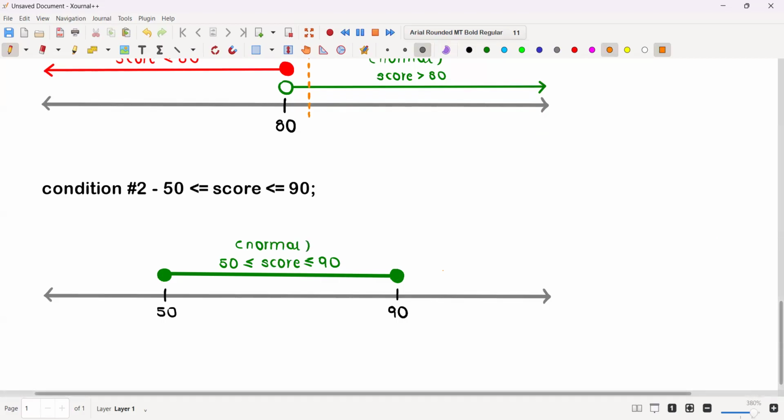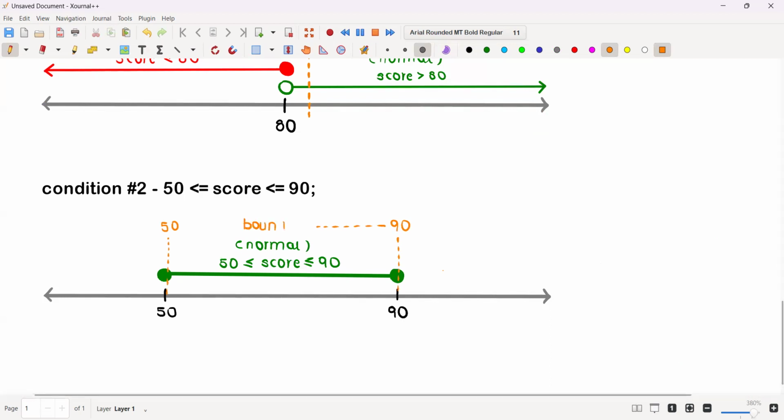And then what's our boundary? Our boundary is the lowest and highest in this case, because you have two bounds, the upper bound and lower bound. The lowest and highest first accepted value here is 50 and 90. Therefore, that becomes our boundary. 90 and 50 become our boundary because those are the first and last accepted values.